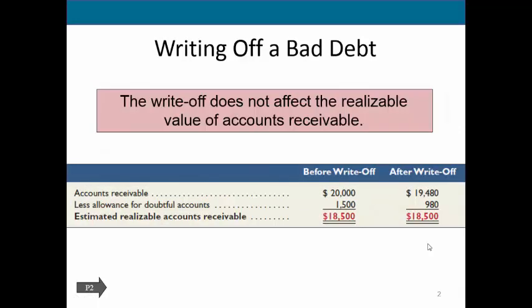Now, anytime we write off a bad debt, the bottom line is that the write-off does not affect the realizable value of our accounts receivable. You can see here before the write-off, we had that $18,500 in accounts receivable that we expect to realize or we expect to get, and then we have the same amount after the write-off. That's because when we had the write-off, we decreased the amount in our accounts receivable when we wrote off that specific account, but we also decreased our allowance because now that full $1,500 is not estimated.